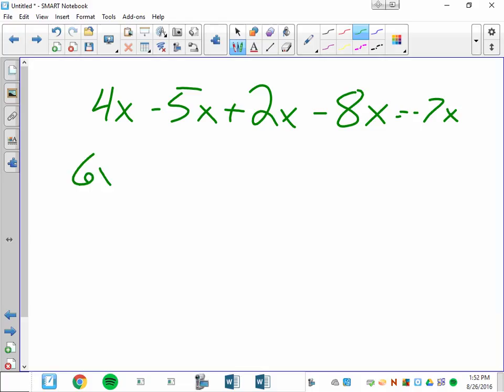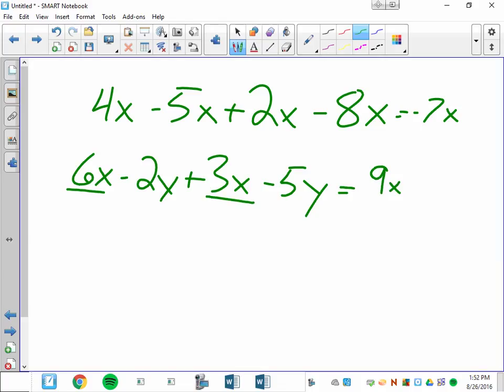So if I had 6x minus 2y plus 3x minus 5y, can I put anything together? What can I put together? So 6x and 3x combine to be 9x. And then negative 2y and negative 5y would be negative 7y. Does that make sense? Okay, what about this?